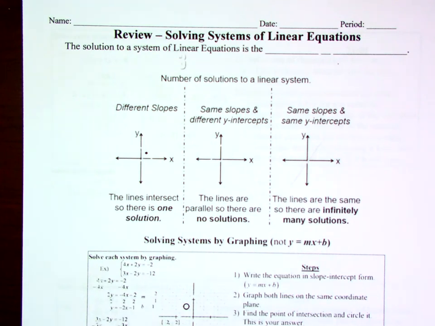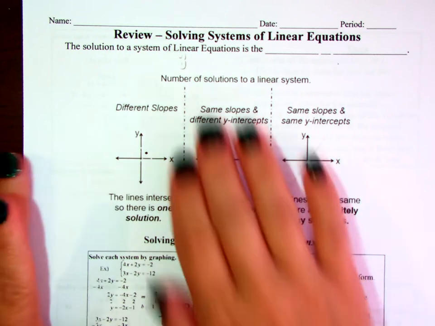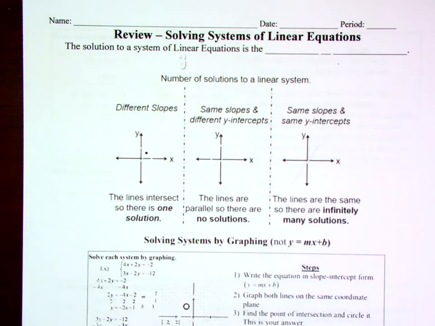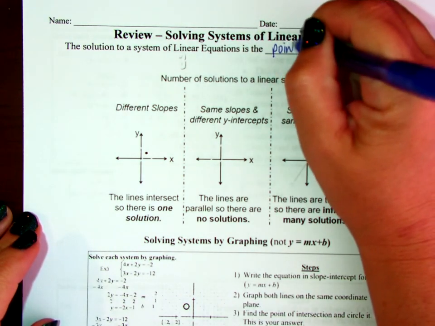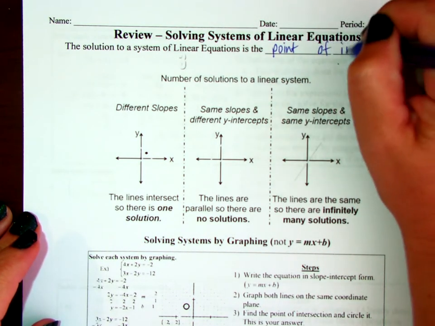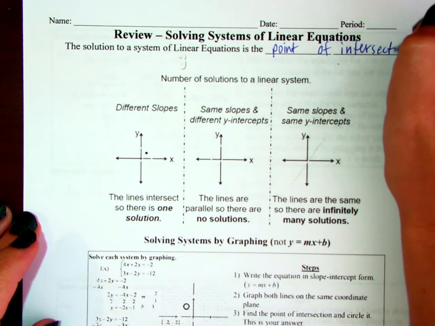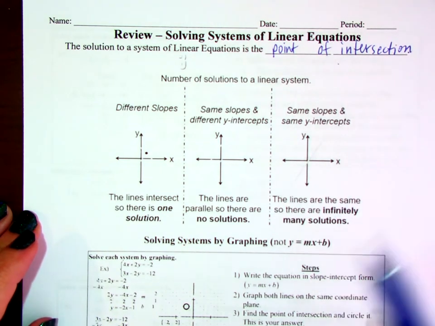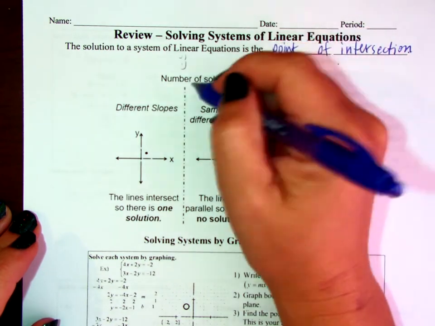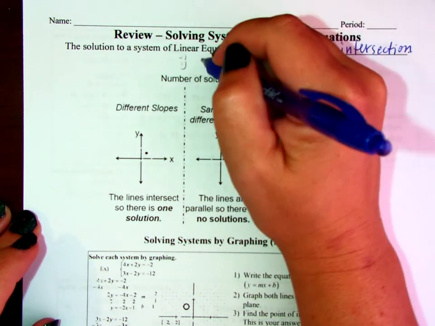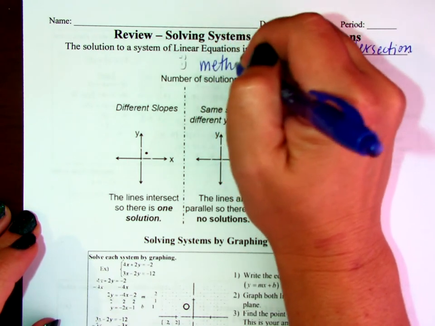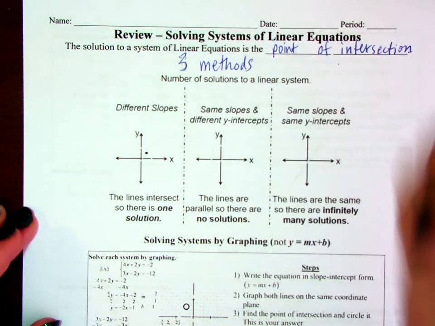Okay, so let's think back to Math 1, where we were solving systems of linear equations, and the solution to a system of linear equations is the point of intersection. But there are three types of solutions. The number of solutions to a linear system can vary. So we are also going to be doing three methods today for solving for the system.